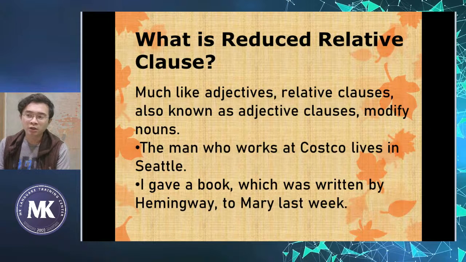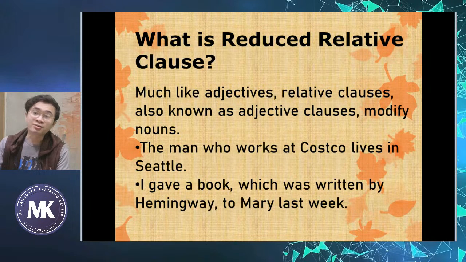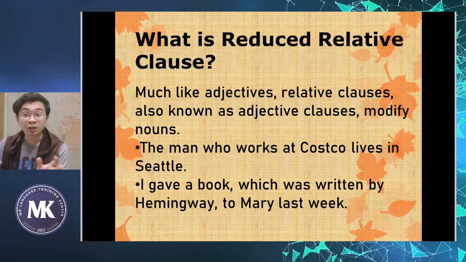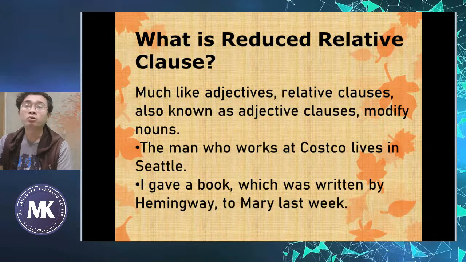But here in the second sentence, I give a book, this book belongs to the noun of the sentence, or the object, I mean. For the word book, we have the clause which was written by Hemingway. So this relative clause is describing the book, not the subject. The book here in the sentence is a noun, I mean an object. That's why, if that's the case, then maybe we can put a comma.